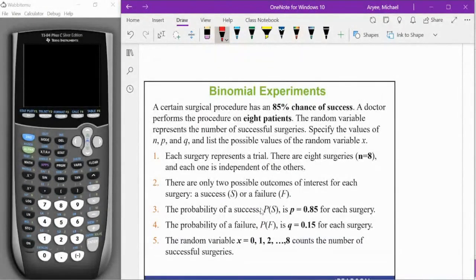Now, let's take a question here. This one just wants us to be able to read a question and specify what is the n, what is the p, what is the q, and what are the possible values of the x. When you are reading a binomial question, it will not tell you, hey, I'm binomial. They're not even going to tell you the two outcomes. But when you read a question and it feels like we have only two possible things. All right, let's read this question.